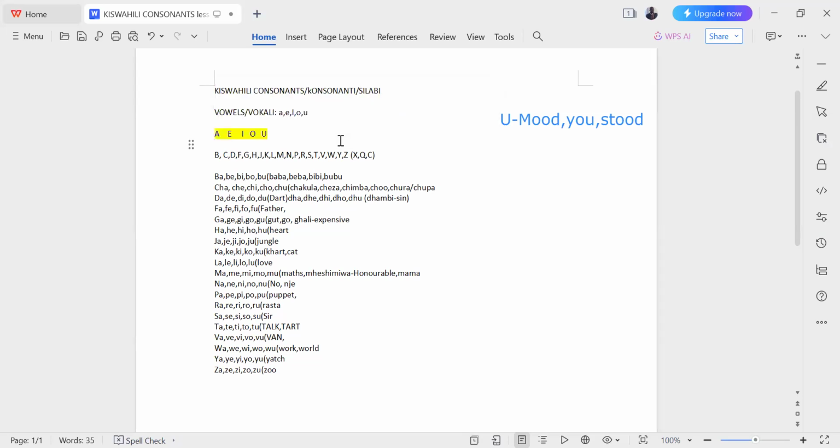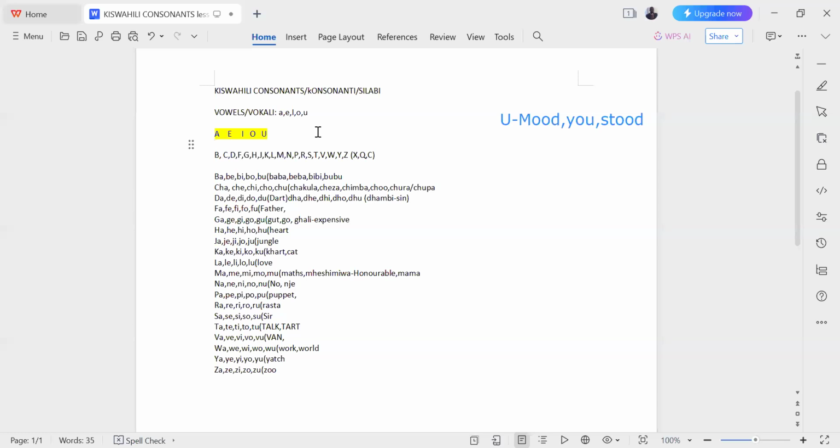You see those 5 vowels, which are highlighted. That's the same vowels we have in English. But in Swahili, we say a, e, o, u. A, e, o, u. Those are the vowels in Swahili.